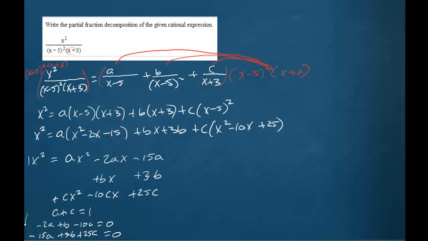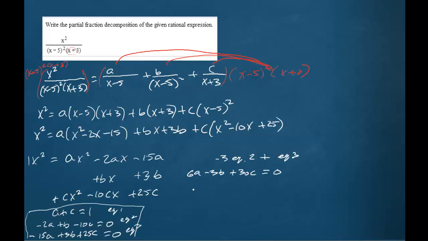Now we see that we have a system of equations here, and this system has one equation that has just A and C, and then two that have A, B, and C. So we'll call this one equation 1, this one equation 2, and this one equation 3. We can eliminate B from this pair so that we'll have two equations that just have A and C. So we'll multiply equation 2 by minus 3 and add that to equation 3. What that'll leave us with is 6A minus 3B plus 30C equal to 0. And we'll add that to equation 3. So minus 15A plus 3B, and here's the whole reason why we're doing this, the B's cancel, and then plus 25C equals 0.